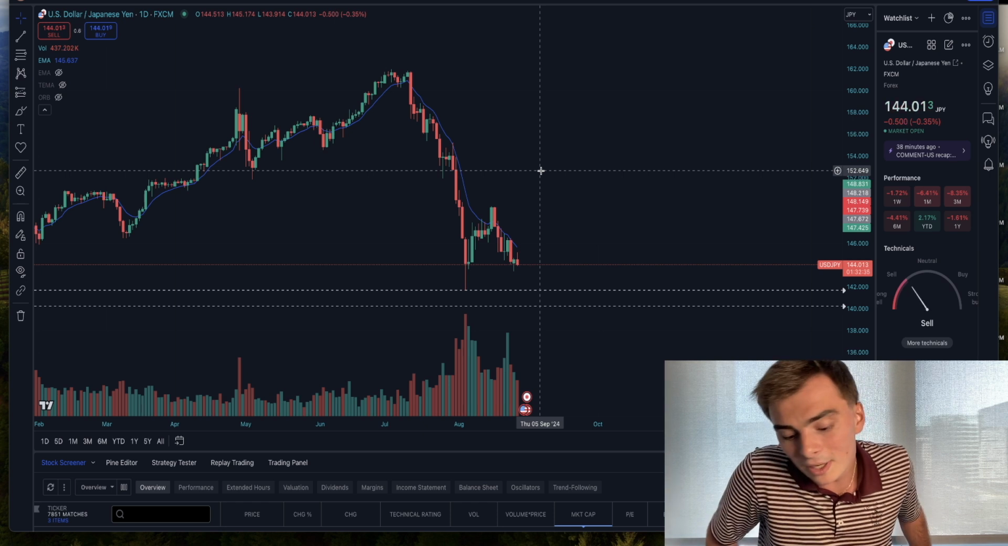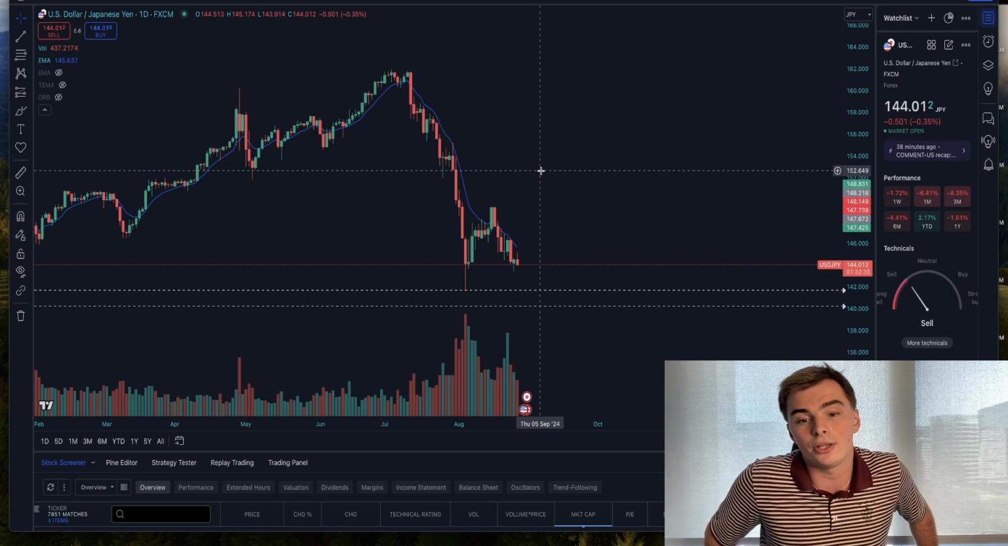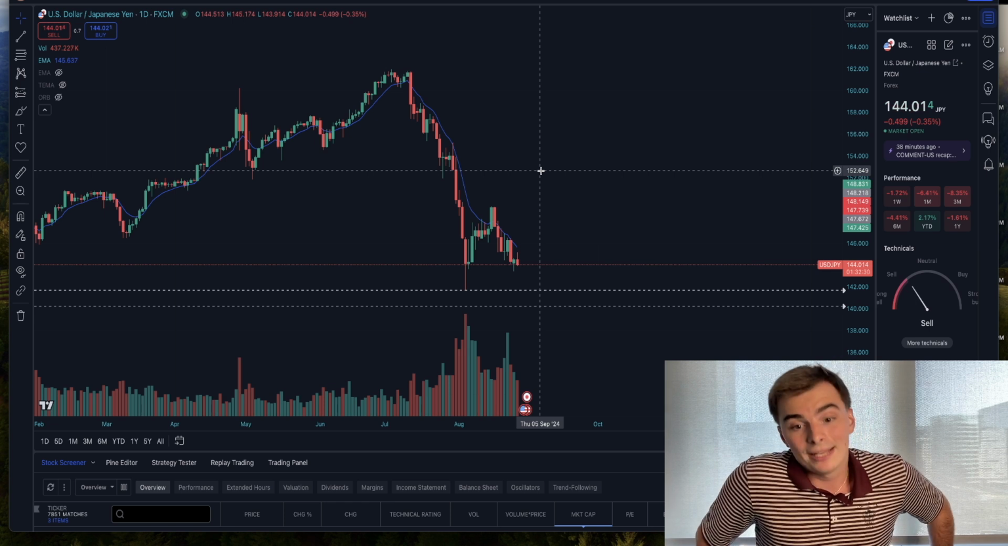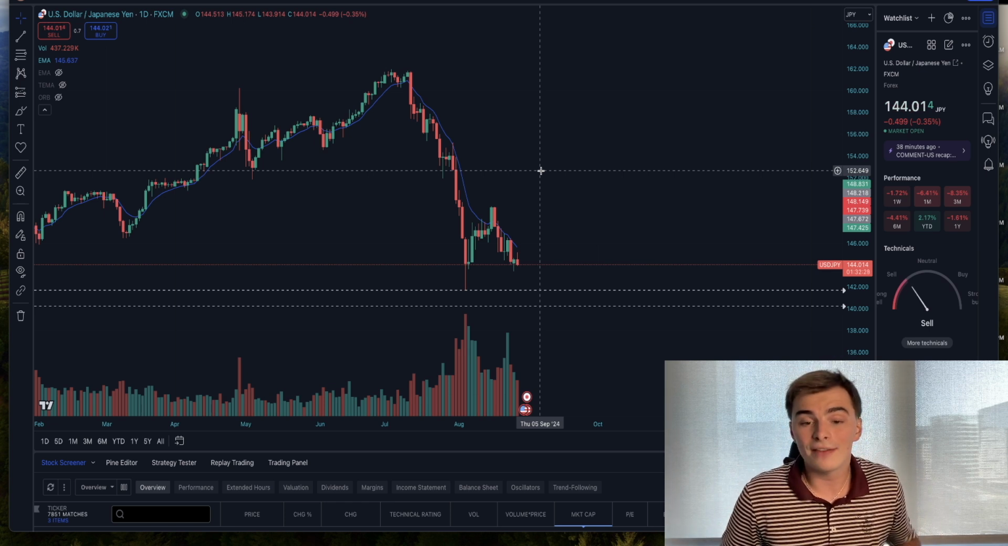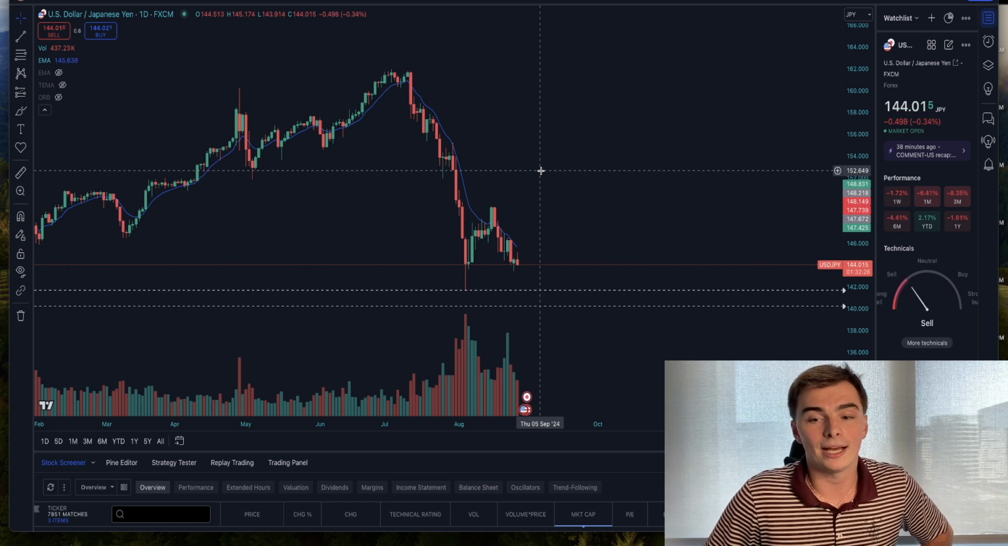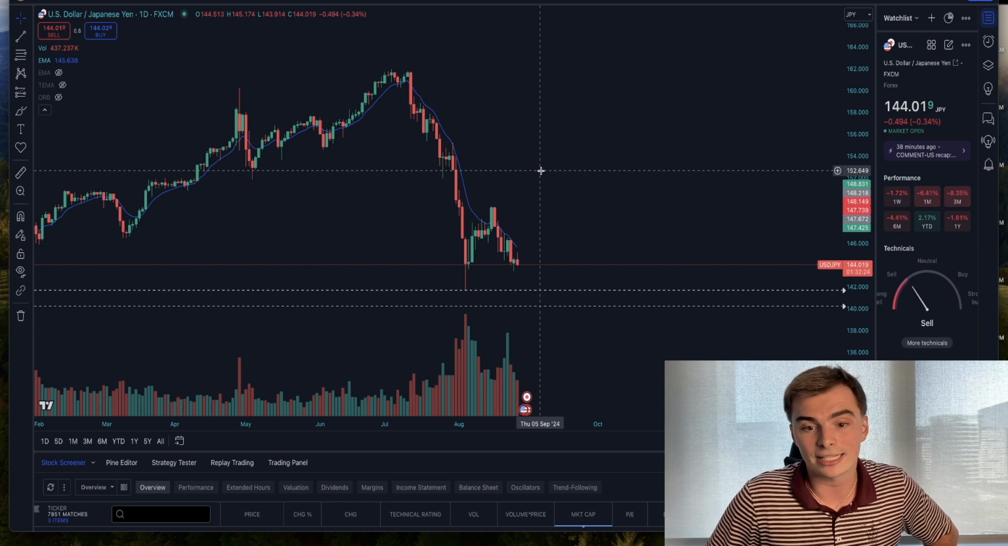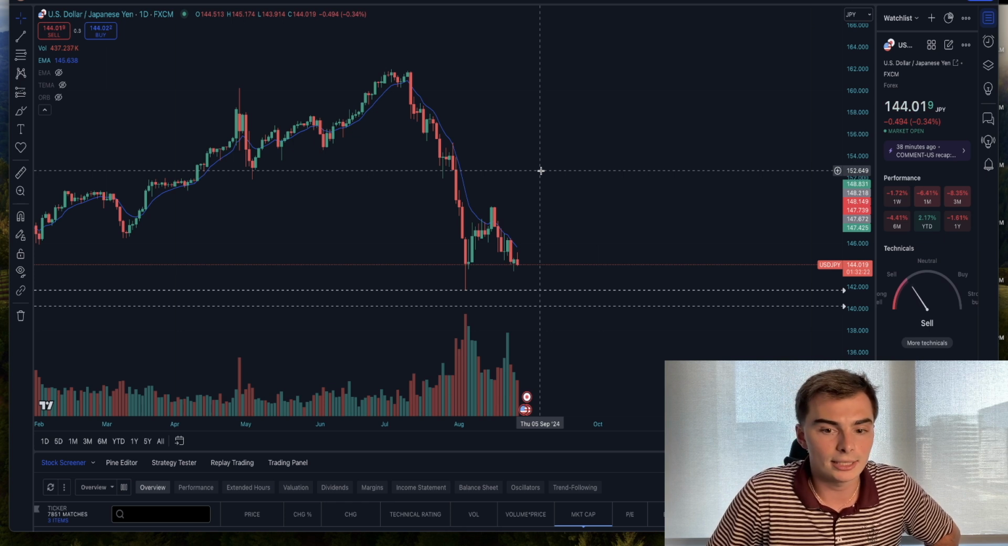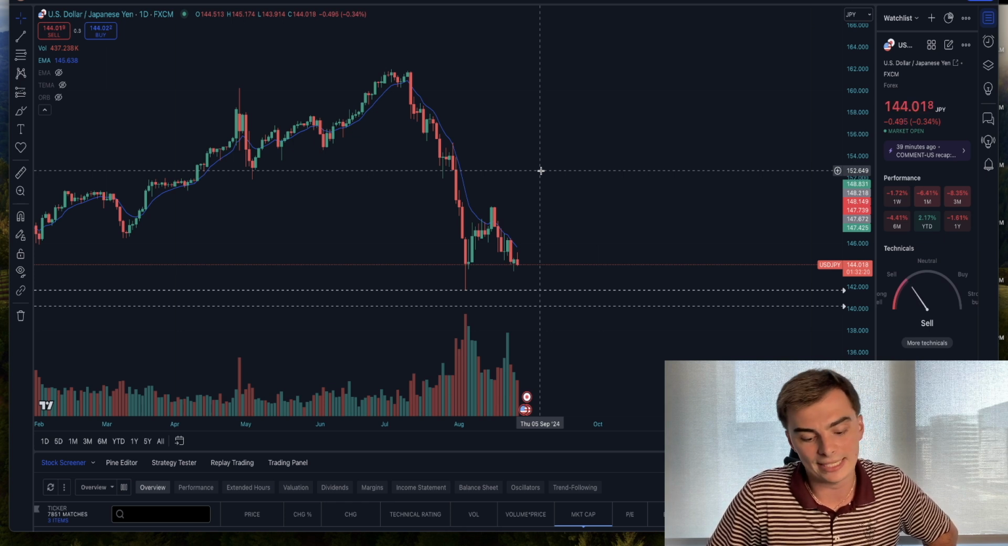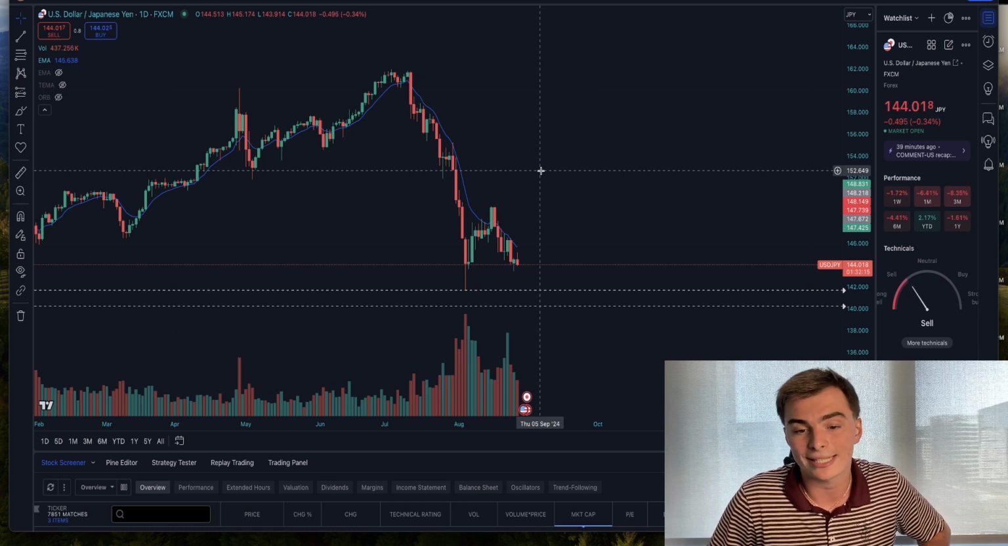Now, what does this actually mean for the market in the short term? Well, honestly, we're going to have to wait and see. We do have Nvidia's earnings tomorrow, and in the short run, I would not expect any crazy GDP data to come out and really influence markets unless it's wildly off the expectations that we have.